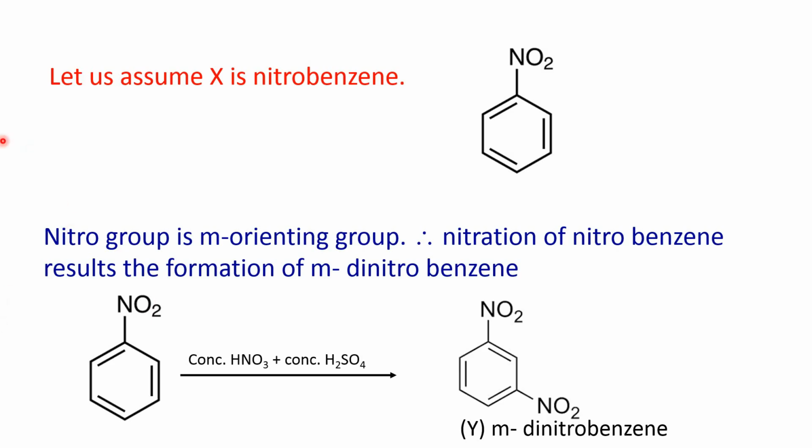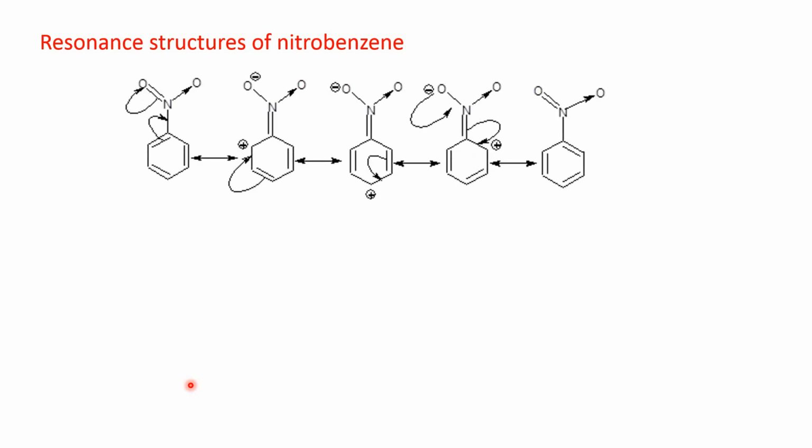So, when nitrobenzene is nitrated, that means when another nitro group is introduced by electrophilic substitution reaction, then meta-dinitrobenzene is formed. Now the question is why this nitro group is a deactivating group and why it is a meta-directing group. Now let's see. And the deactivation of the benzene ring towards electrophilic substitution reaction.